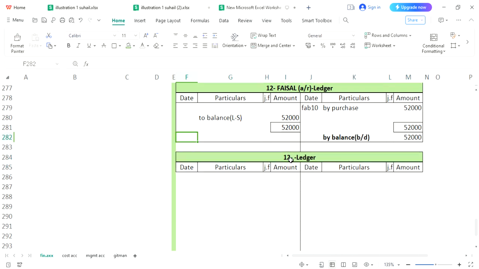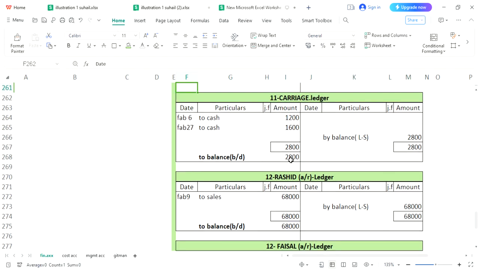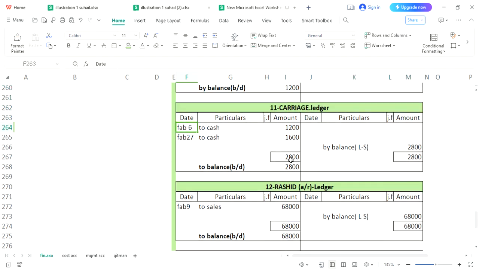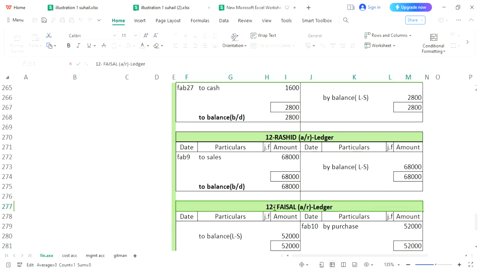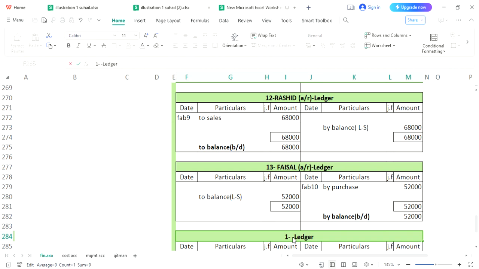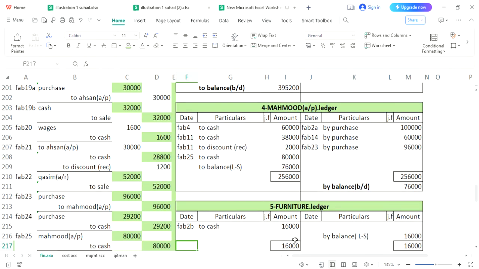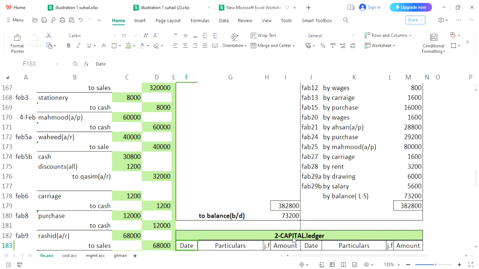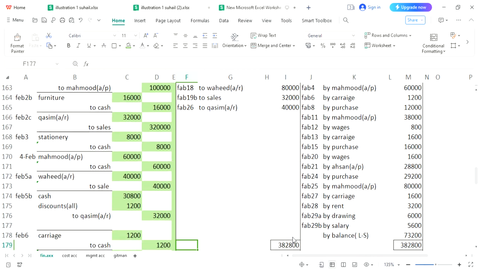And let me see the number. I'll have to confirm after. Yes, 11. Rashid was 12 and Faisal is the 13th ledger, and see, the next ledger would be the 14th ledger. We have completed Faisal's ledger. Go upside and search Faisal first. Okay, we will see where Faisal is.